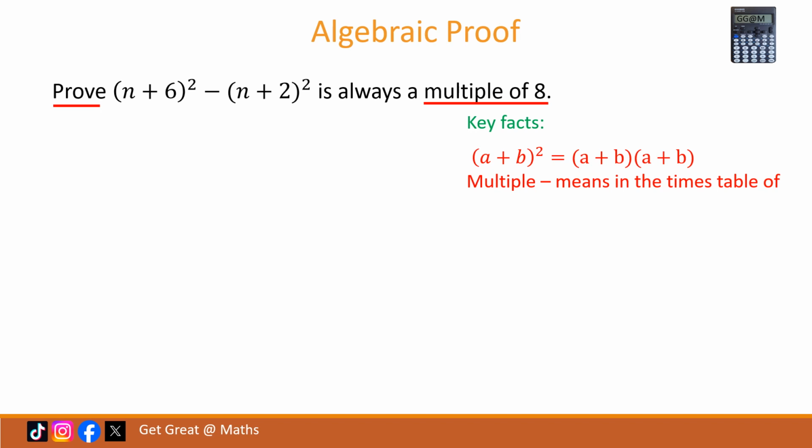So first of all, in the exam, you would get a mark for writing down that n plus 6 squared is the same as n plus 6 times by n plus 6. And n plus 2 all squared means n plus 2 times by n plus 2. From here, we're going to expand the brackets.